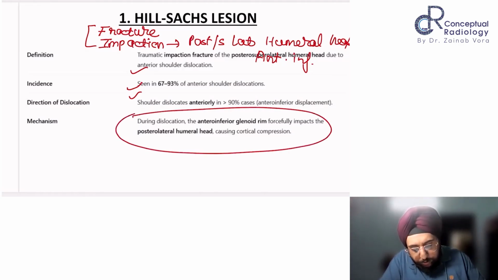So what happens during dislocation? I'll show you the images as well. The anterior inferior glenoid impacts the posterolateral superior part of the humeral head, which causes a cortical compression, which leads to the formation of a Hill-Sachs lesion.